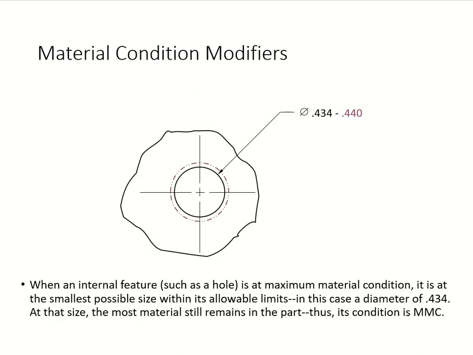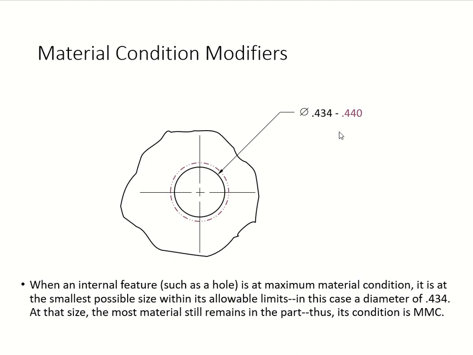Okay, now this is your MMC, the material condition modifier, which is maximum material condition. Maximum material condition is at its smallest hole, the smallest possible size. We're looking at a circle, so this hole is the smallest, yeah. So therefore it leaves the most material on the part. And this of course is an internal feature, because a hole is an internal feature in a part.